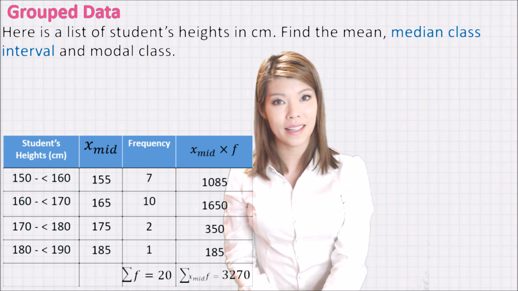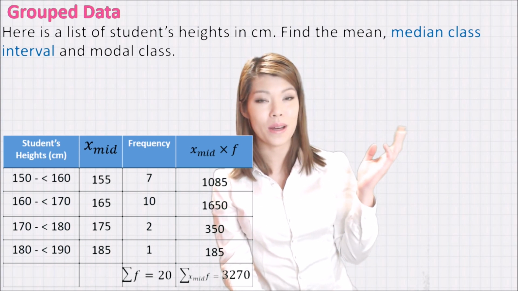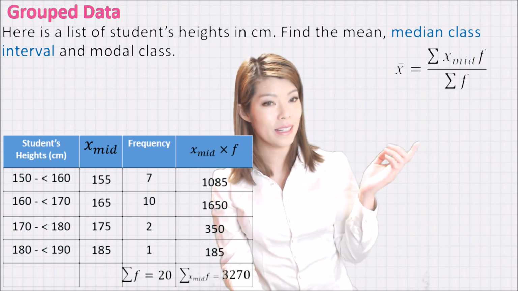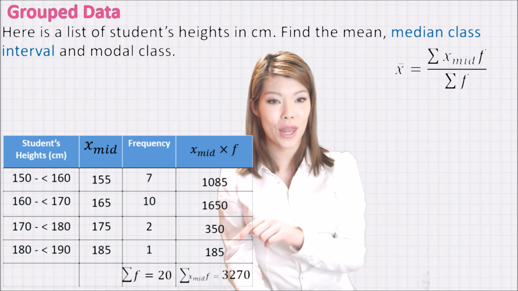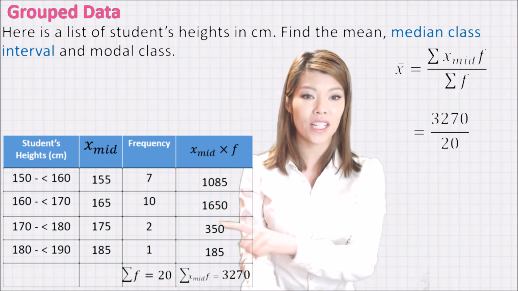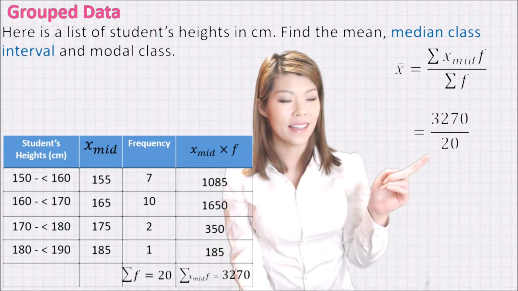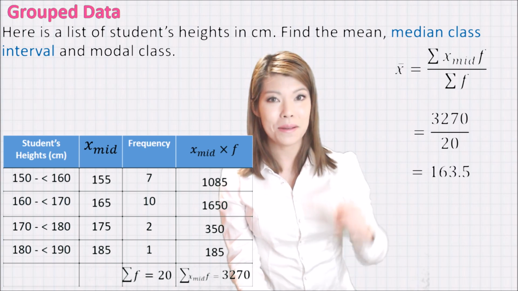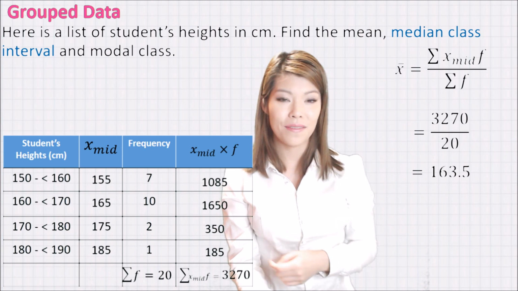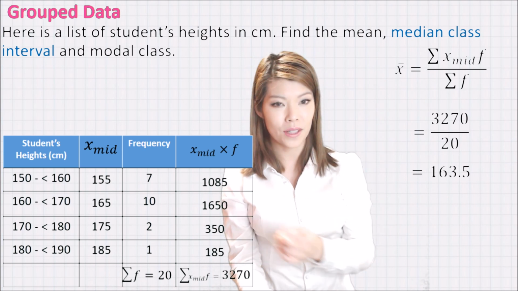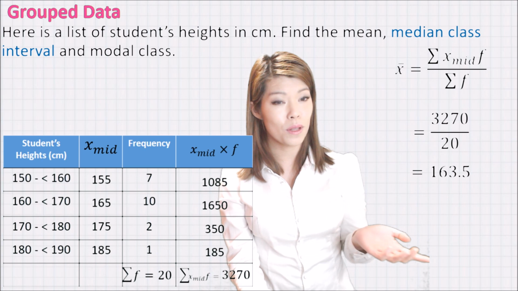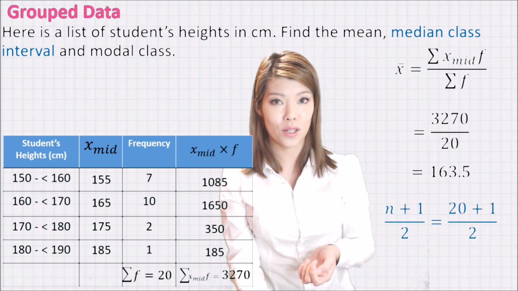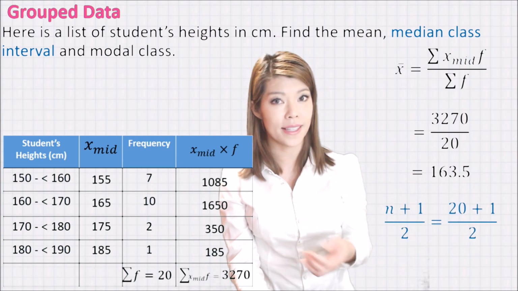And then to find the mean, we're going to write the formula like before, but this time we have x middle instead of just x. And then we take 3,270 over the 20. And we get 163.5. And to find the median class interval, we have to look for the middle number. So there's 20 values. Use the formula before, 20 plus 1 divided by 2. So 21 over 2 is 10.5.